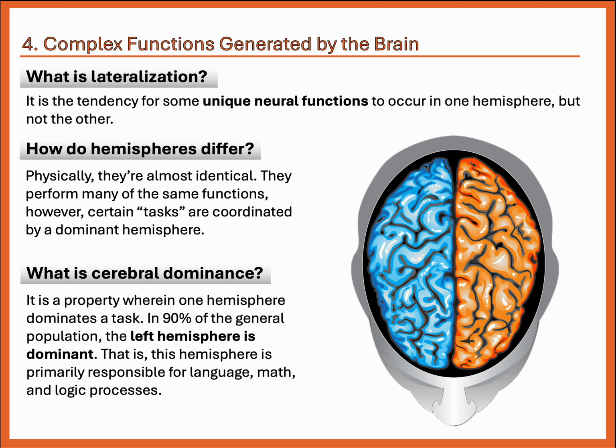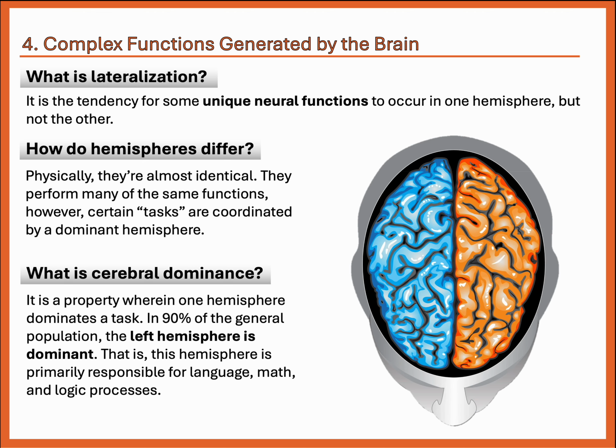The next part I need to show you is about lateralization. This is the tendency of some unique neuronal functions to occur in one hemisphere but not the other. How do hemispheres differ? Physically, they're almost identical. They perform many of the same functions. Most of the functions are mimicked and mirrored on both sides, right?